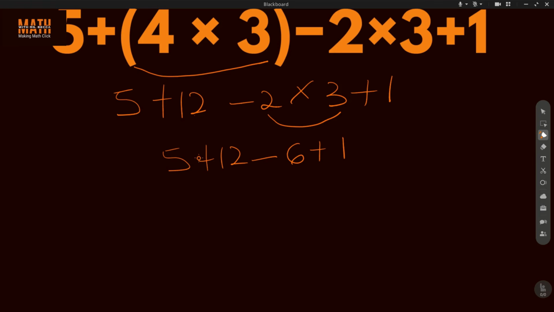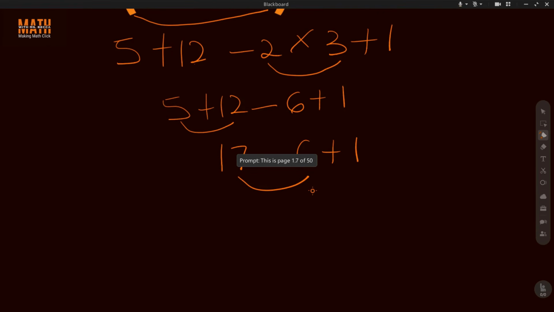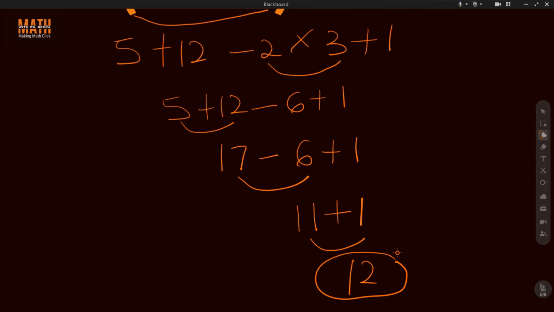So now let's see. I said we solve from left to right. That means 5 plus 12, this becomes 17 minus 6, then plus 1. Then the next thing is you still solve from left to right. 17 minus 6, this gives 11. 11 plus 1, which is the final stage. Then 11 plus 1, this gives 12. So 12 is the correct answer.